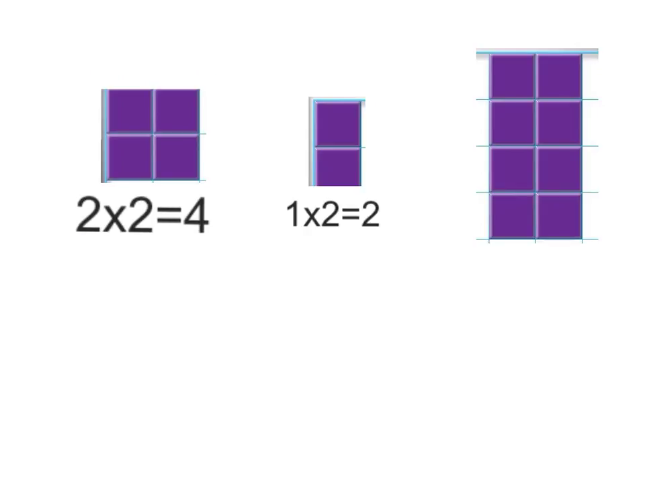So the next array I'm going to show you is 1 times 2 equals 2. This array, and I'm going to choose the laser pointer, is 1 block wide and 2 blocks high. And the last array I'm going to show you today is 4 times 2. This is 4 blocks tall and 2 blocks wide.